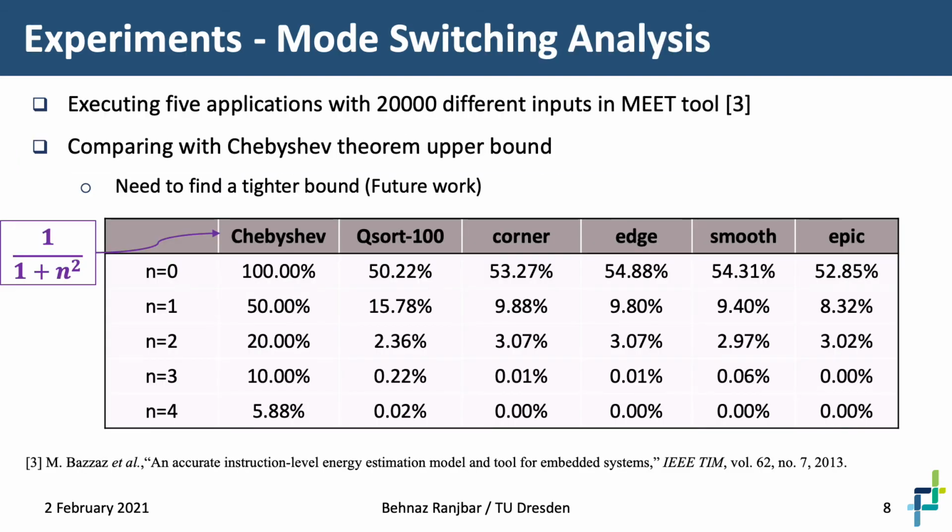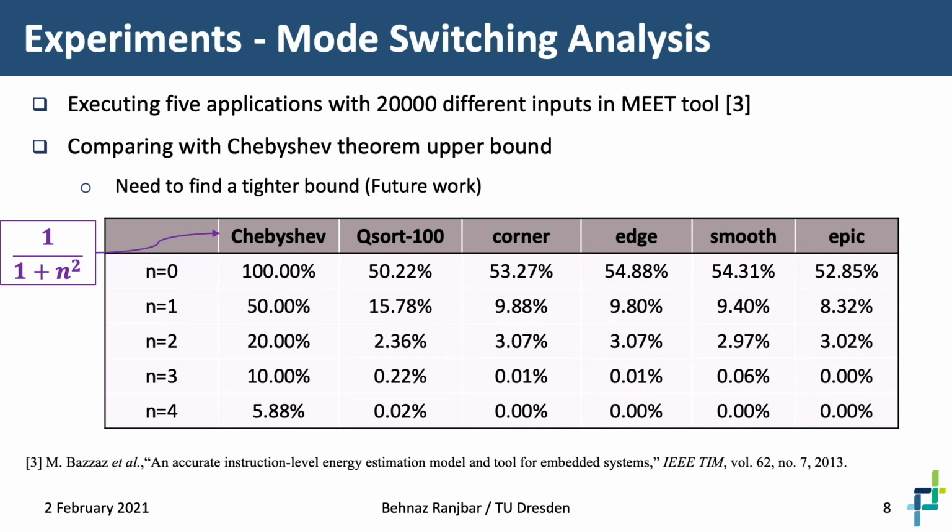To evaluate the proposed scheme, first we analyze the mode switching probability. In this experiment, we executed 5 applications with 20,000 different inputs in the mid tool. This table shows the percentage of overruns for both our analysis and experiments. It shows that the mode switching probability for each task in the experiments is much less than the analysis for any value of n. We expect this result because the analysis provides an upper bound which is valid for any task with any execution time distributions.